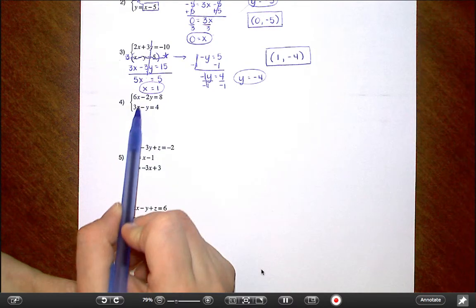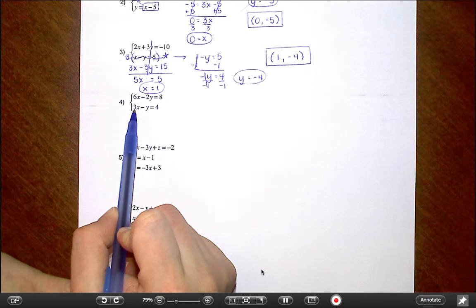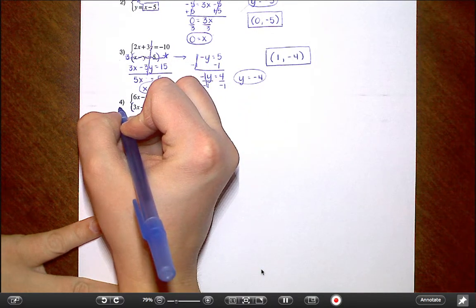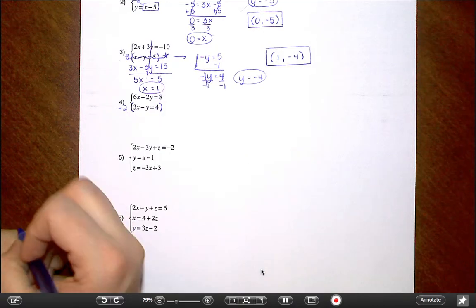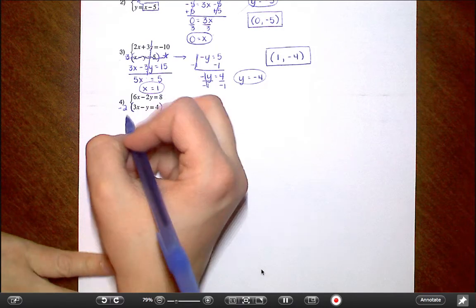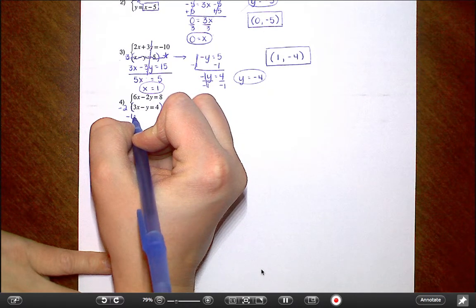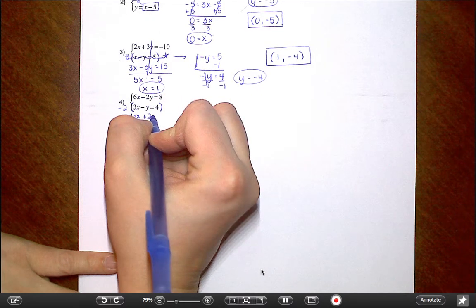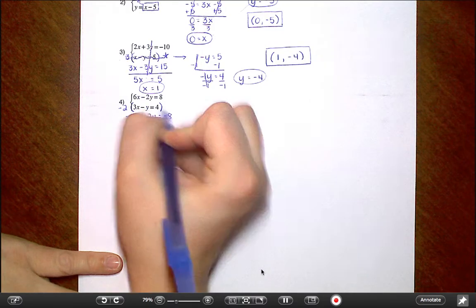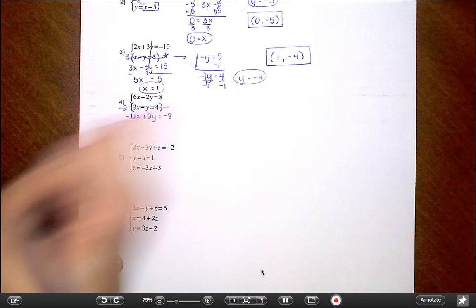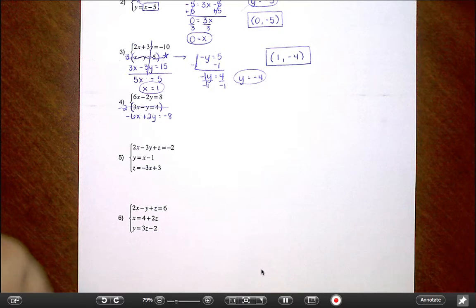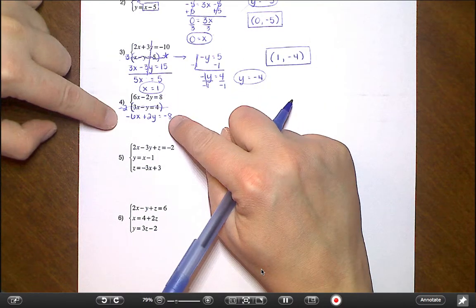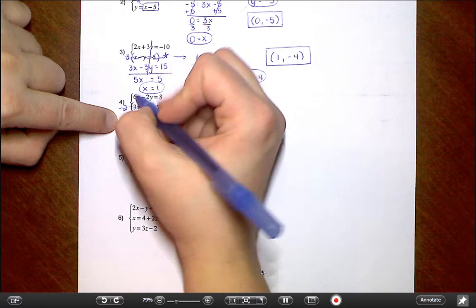To get rid of the x's, I would want this to be a negative 6. And I can do that by multiplying by a negative 2. So I'm going to multiply everything in the bottom equation by negative 2. That's going to give me a negative 6x, a positive 2y, and a negative 8. And so again, I'm ignoring this equation for now. I can come back and use it later, but for now I'm ignoring it. And I'm adding together this equation and this equation.